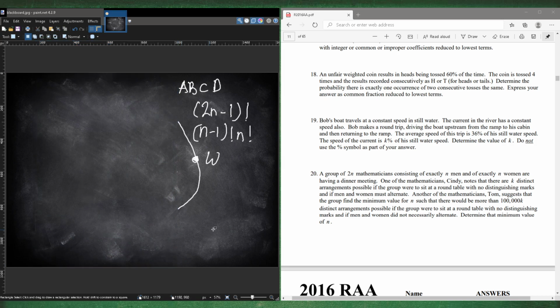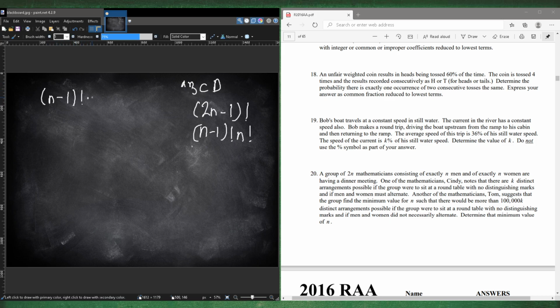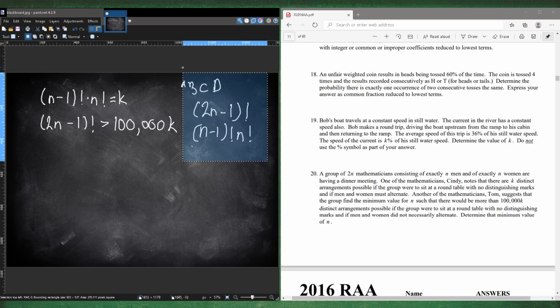So let's delete this because we don't need it anymore. I'll just rewrite it. Okay, so basically what it tells us is that n minus 1 factorial times n factorial is equal to our k, because that's the number of ways you can arrange in a circle at a round table where they must alternate. And then 2n minus 1 factorial is the number of ways you can arrange around a circle, and it must be greater than 100,000k. Okay, so we need to find the minimum value of n for which this happens.